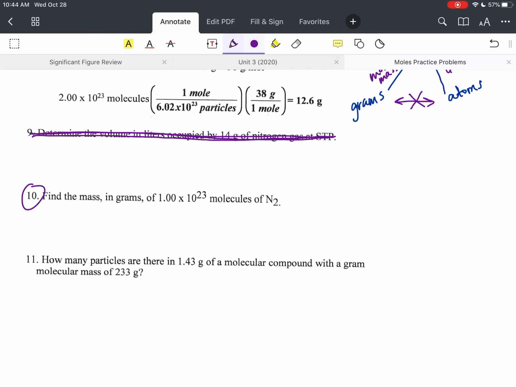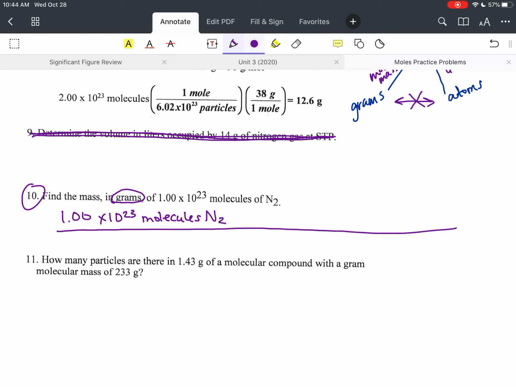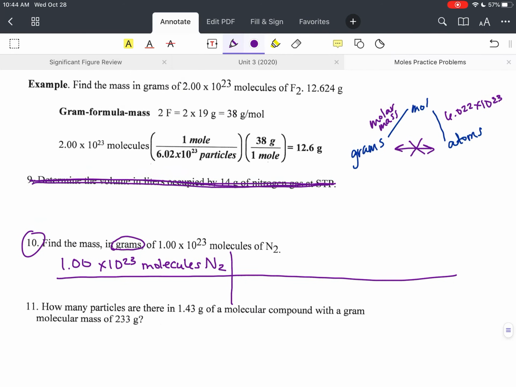Okay, so I'm looking for grams, right? And I'm starting with molecules. Ooh, it's going to be long. Okay, so I'm starting here with molecules. I get a different color, right? I'm starting here. So I have to go to moles before I can go to grams.